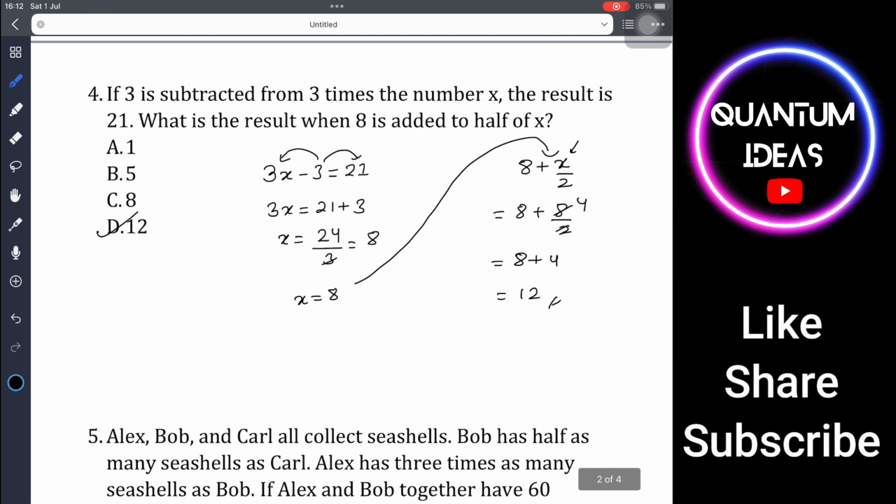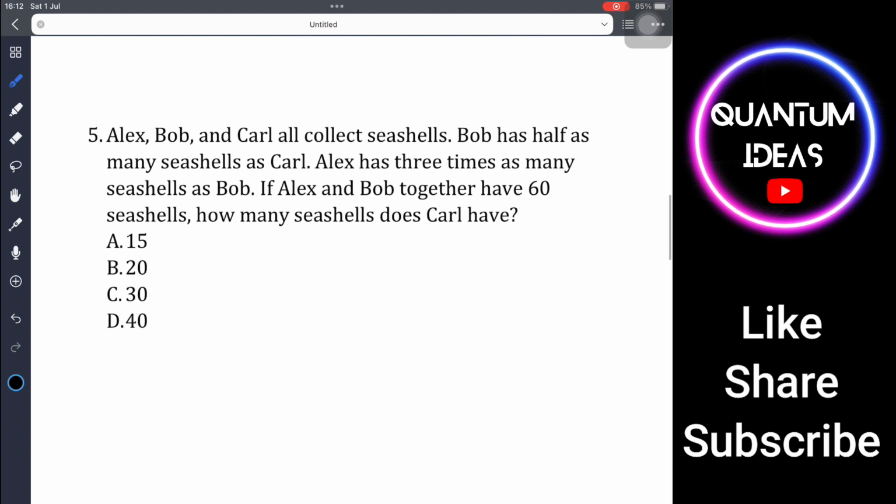So let's move to our number 5. Very interesting, so okay, let's do it. Alex, Bob and Carl all collect seashells. Bob has half as many seashells as Carl. Let me write. So Bob has half as many seashells as Carl has. So let's say Carl has C, then Bob has half of Carl's number.